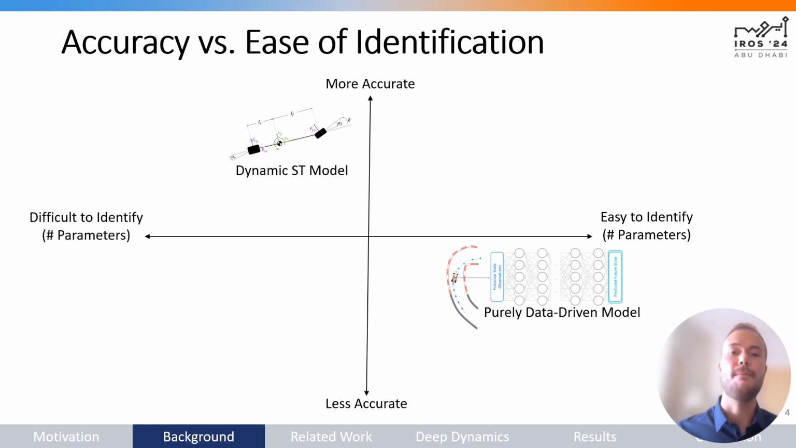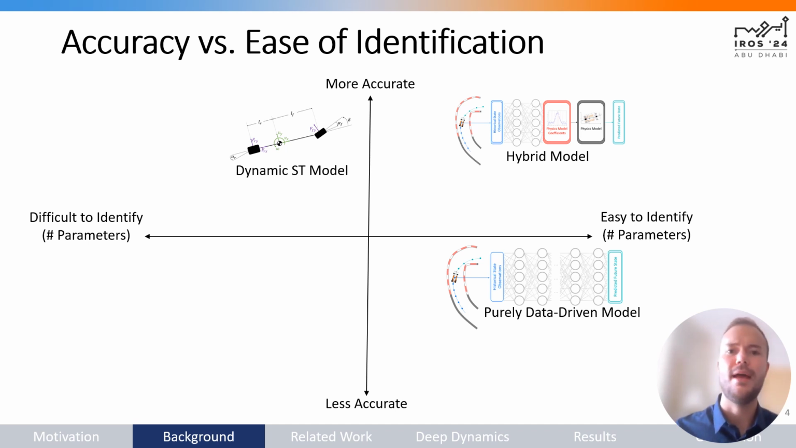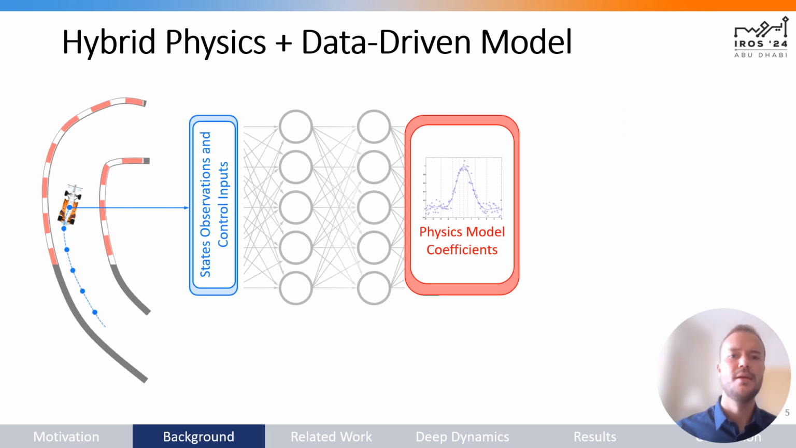So a technique that's become popular within recent years is merging the benefits of data-driven approaches with the accuracy and robustness of a physics-based model to create this hybrid model. Let's talk about how that works. So here we're going to give a neural network a historical horizon of vehicle state and control inputs. And we're going to use that to predict coefficients for our physics-based model. So for example, coefficients for our dynamic single track model.